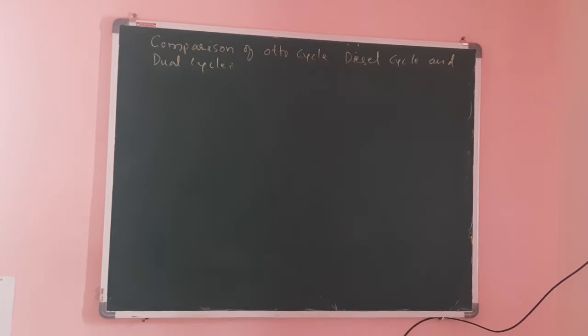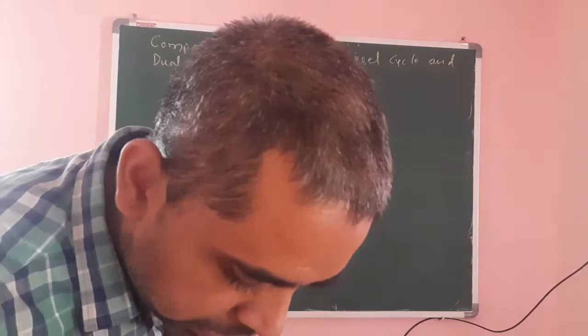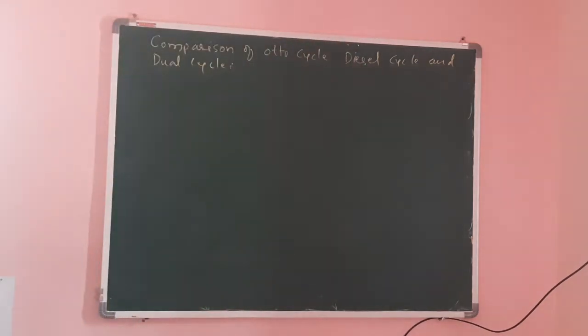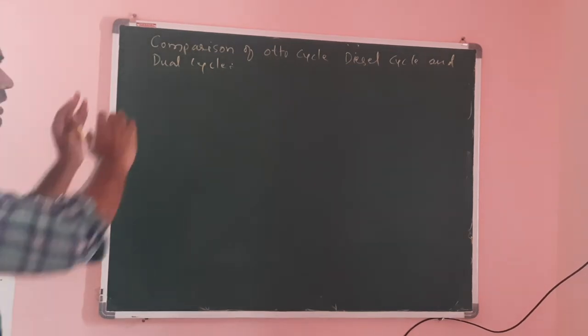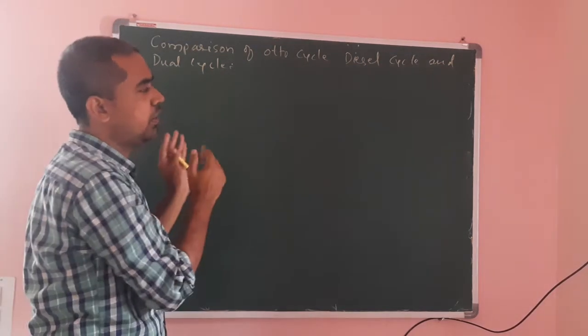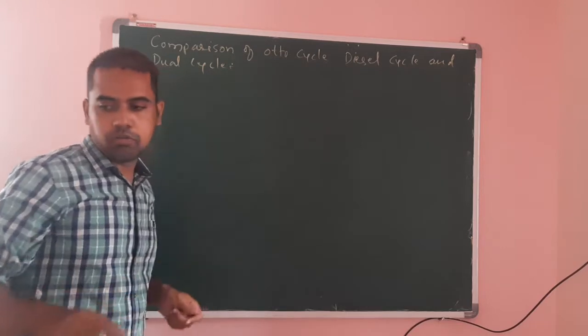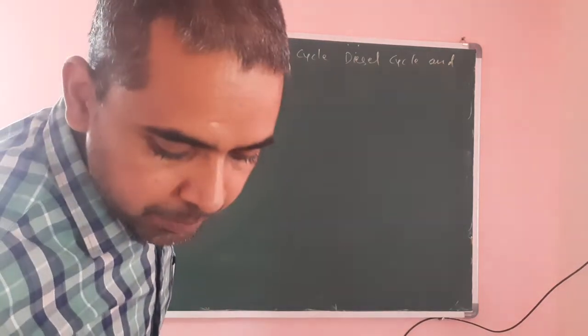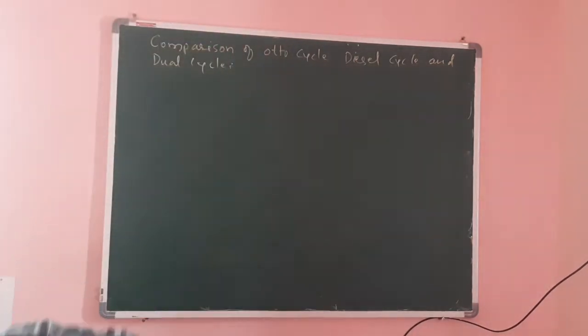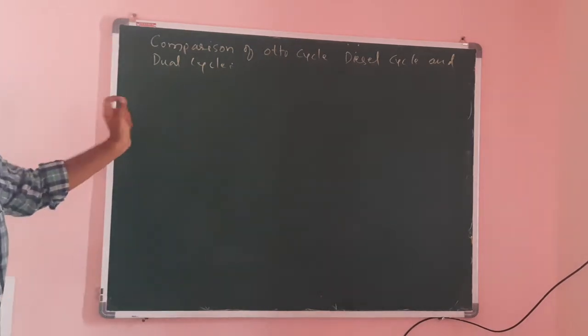Okay, we'll draw all the three cyclic processes on one PV and TS diagram and we will compare how it will be. We will draw them on a PV diagram. This comparison can be done in different ways. Like first one, what we will do is we will keep the compression ratio constant.